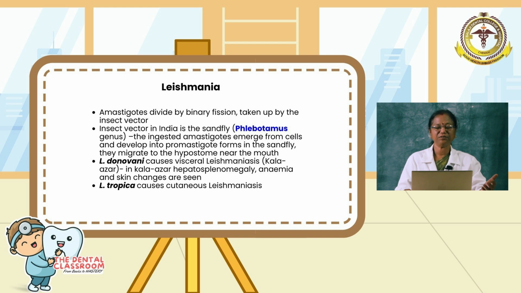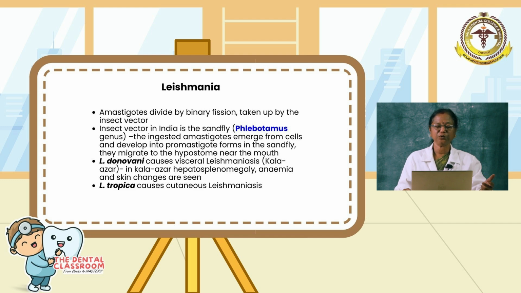While promastigotes develop in the insect vector and in culture, amastigotes are found in the human host, and they are very slender, motile organisms. These amastigotes divide by binary fission, and only the amastigotes are taken up by the insect vector. The insect vector in India is sandflies. The generic name is Phlebotomus, and these ingested amastigotes come out of the cells and develop into promastigote forms in the sandfly, and once they develop into promastigotes, they migrate to the hypostome near the mouth of these insect sandflies.